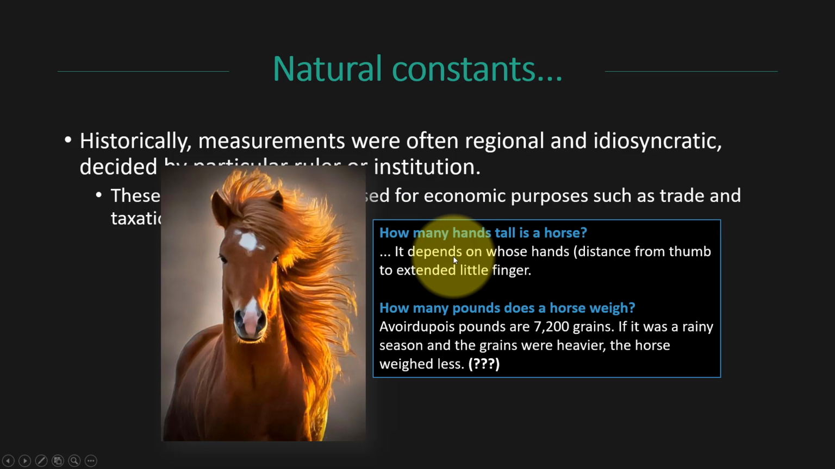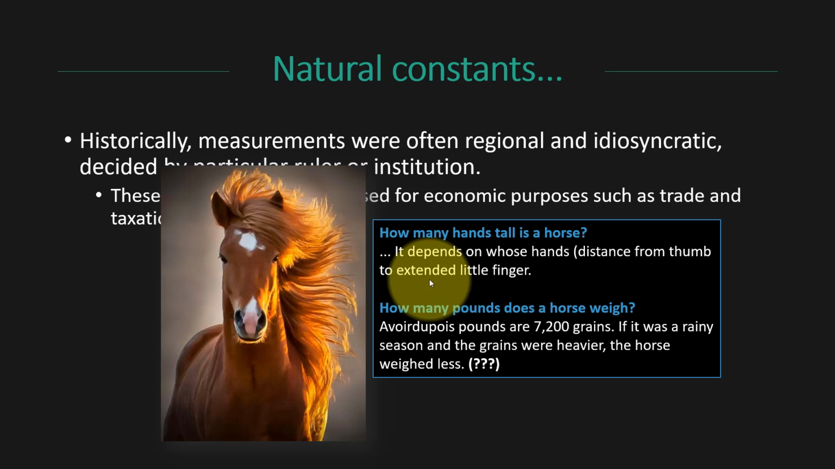Well, that depends on whose hands, because a hand historically was the distance from the thumb to the extended little finger. And in general, human hands are similar in size, but somebody with smaller hands could get away with selling you a taller horse, because if your hands are smaller, the horse is more hands tall.